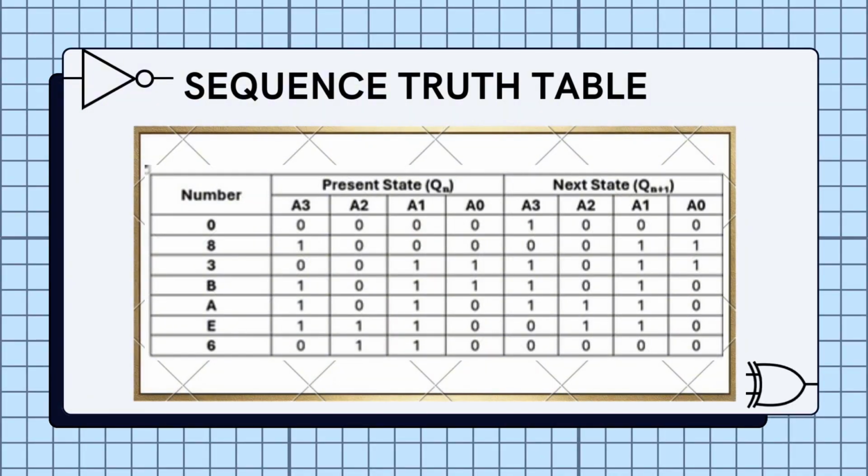Here we can see the truth table that maps the present state to the next state. Each row represents one transition in the abnormal sequence. The left side shows the present state in binary form. The right side shows the next state that the counter should move to after a clock pulse. This truth table is essential because it defines the exact behavior of the counter. Without it, we would not know how to design the excitation inputs for the flip-flops.